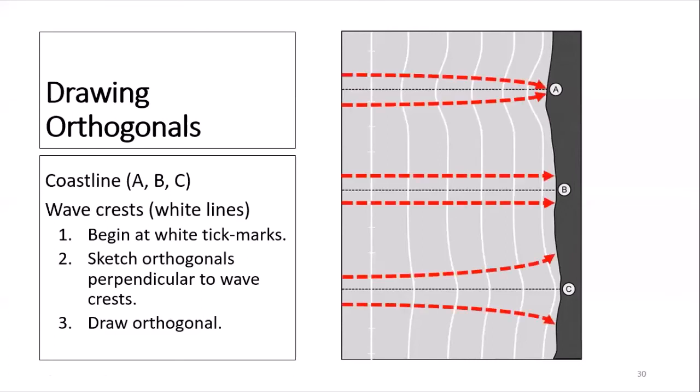You'll then make small perpendicular tick marks along each ocean wave crest, leading towards the coastline. You'll then connect the tick marks to form your orthogonal. Some orthogonals may be straight lines along linear coastlines or curve in or out relevant to embayments and headlands.